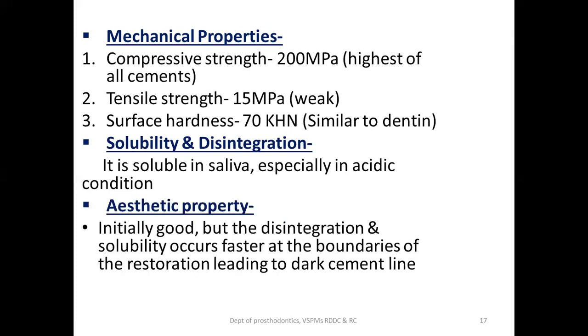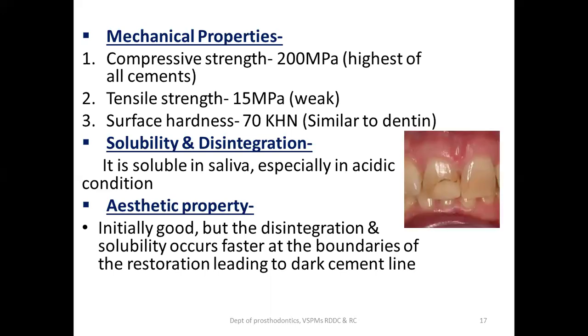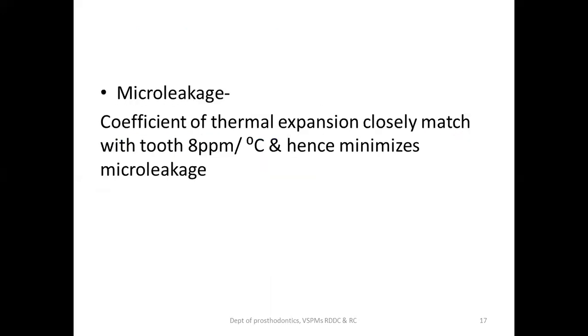Initially, the aesthetic property of this cement is good, but because disintegration and solubility occur faster at the boundaries of the restoration, a dark cement line develops at the tooth cement junction. Regarding microleakage, the coefficient of thermal expansion is closely matched with the tooth, 8 ppm per degree Celsius, and hence it minimizes microleakage.